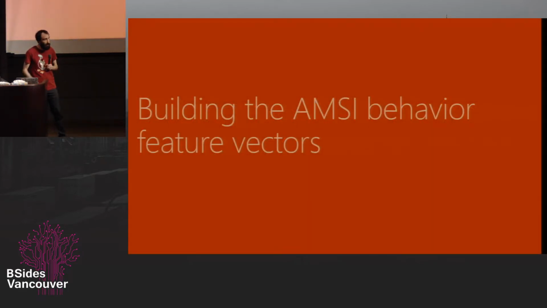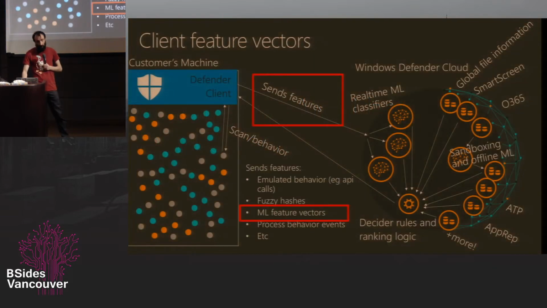First we're going to talk about how we built the feature vector to describe the content, the purpose-built machine learning feature vector. This is the part of the features which are sent up to the cloud, which is the machine learning feature vector.